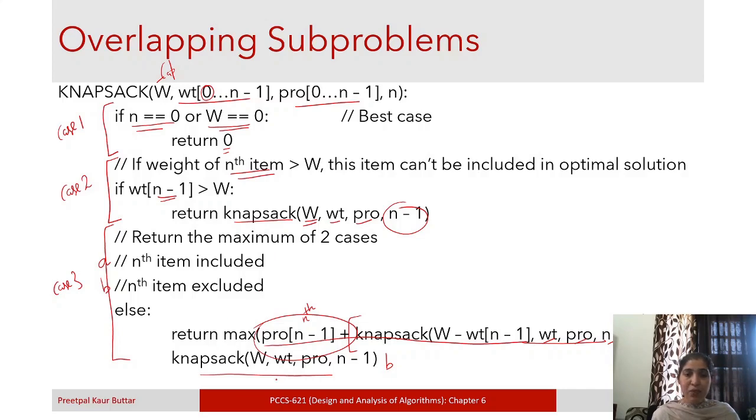And what is the case B? Case B is you are excluding the nth item. In that case, the weight of the knapsack will not decrease. It will remain as it is.